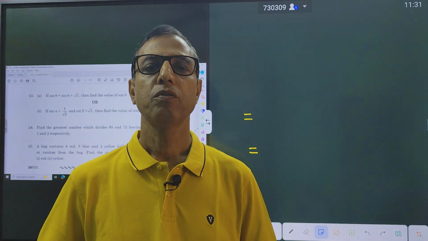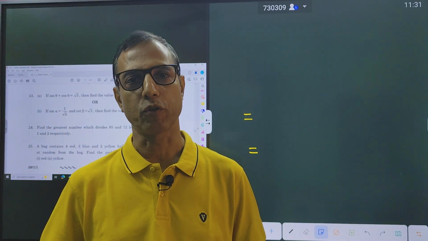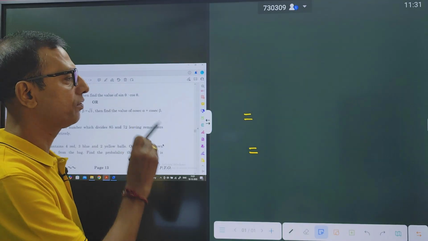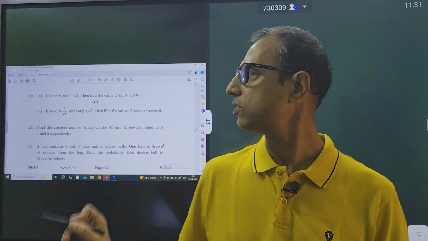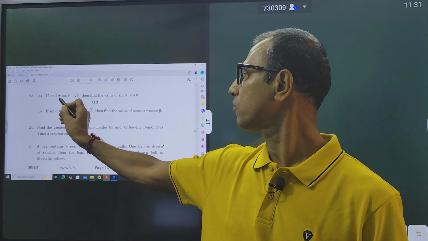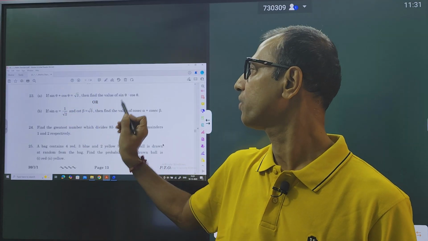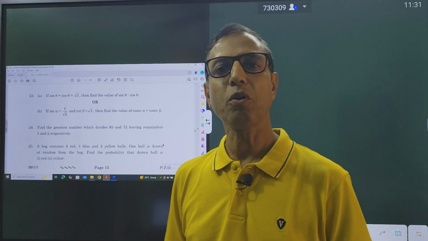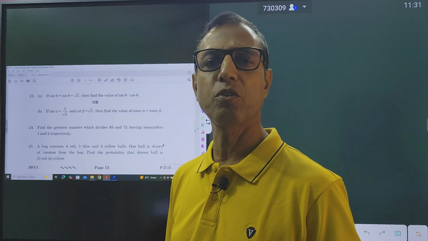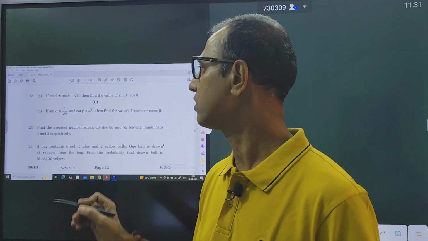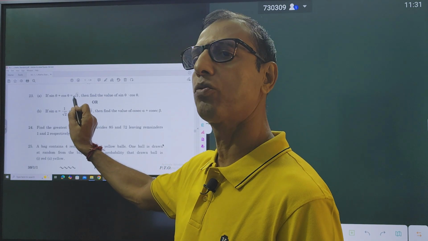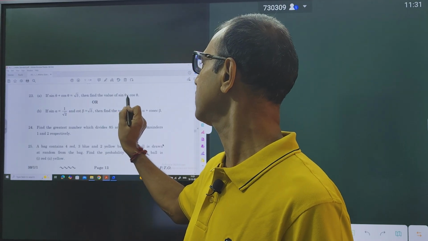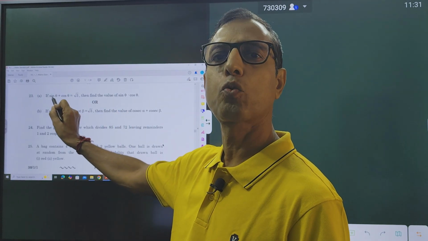So now we'll do a couple of very short answer type questions, right? So question number 23. What it is saying, if sin theta plus cos theta equals to root 3, then find the value of sin theta cos theta. You don't need to write, just think about the problem. You can do it straight away verbally, right? So sin theta plus cos theta equals to root 3, and you are supposed to find out sin theta cos theta. That means you just square both sides.